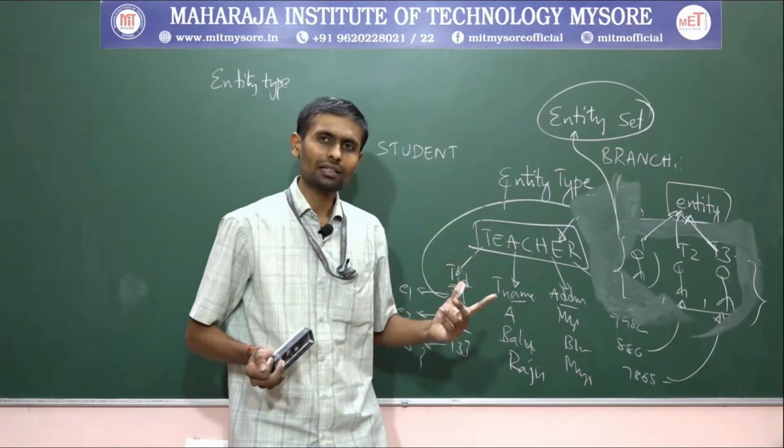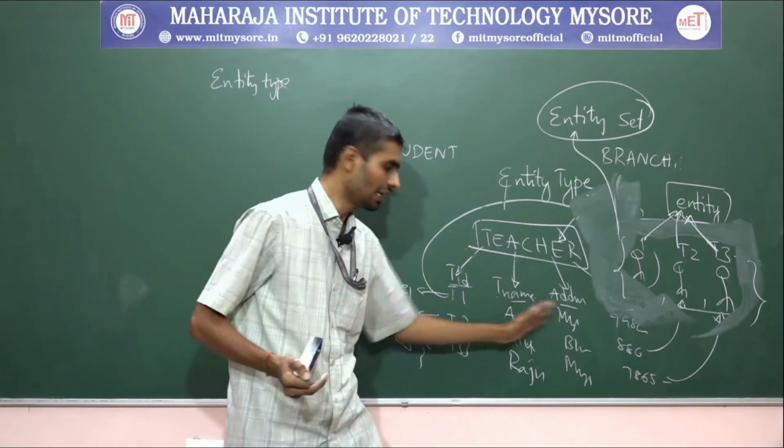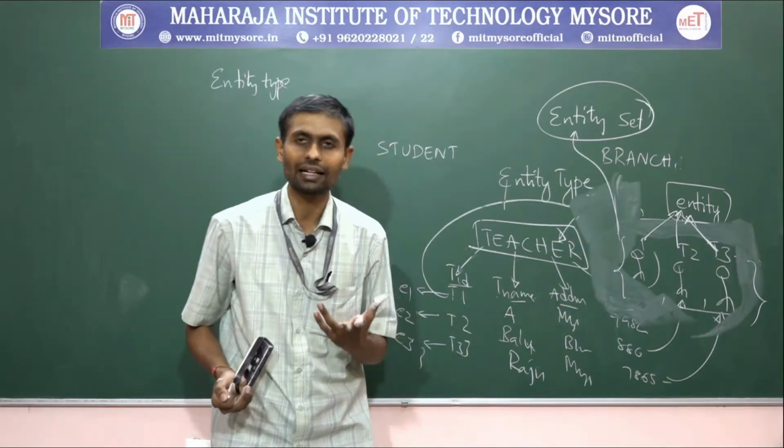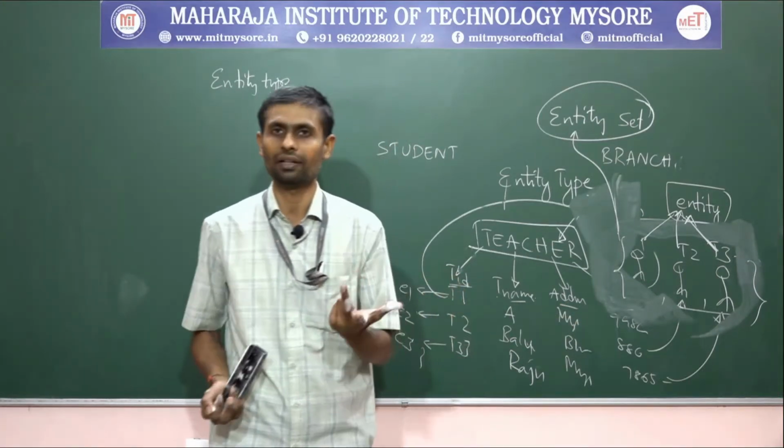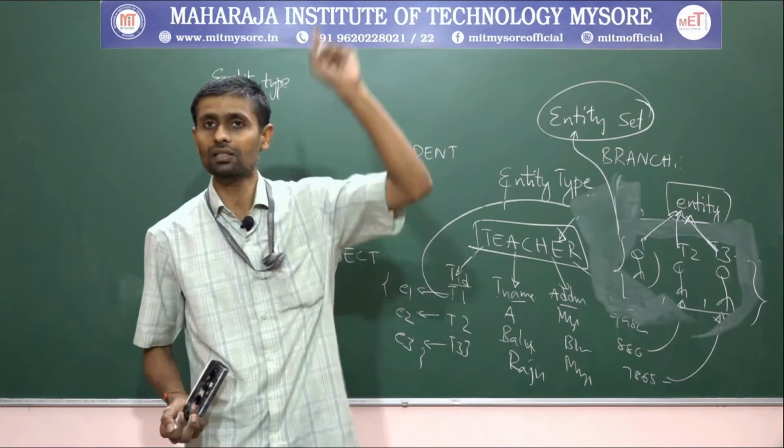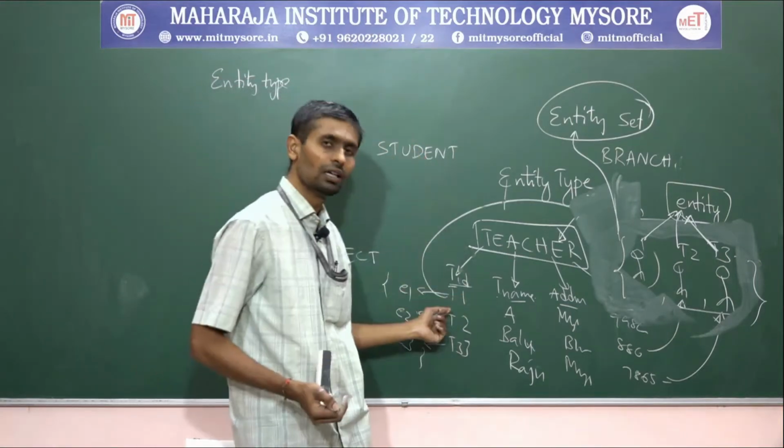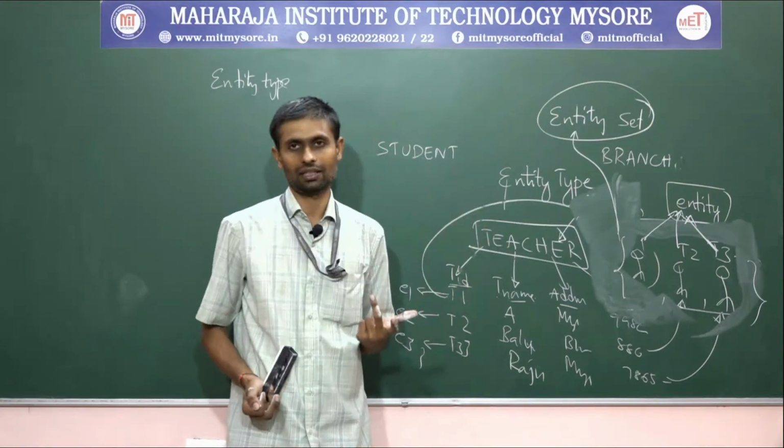And a table contains what, guys? Attributes: TID, name, address. Here we call them the properties. In a table we call them attributes, but here they are the properties of an entity type, that is it.